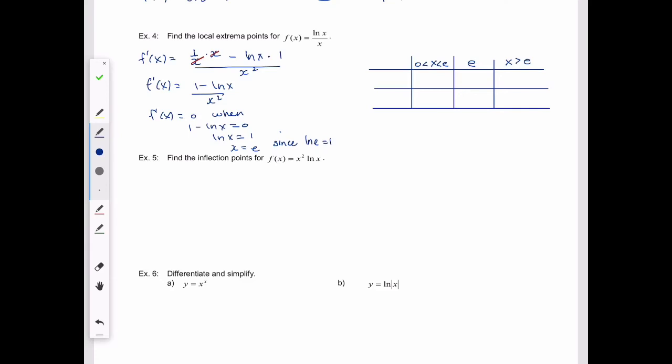So if we do our f prime of x and we do our f of x, right, we know that that's equal to 0 right there. And if I plug that back in to x, we're going to have ln of e over e.